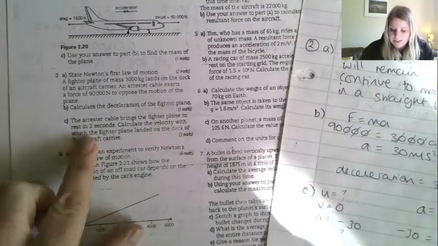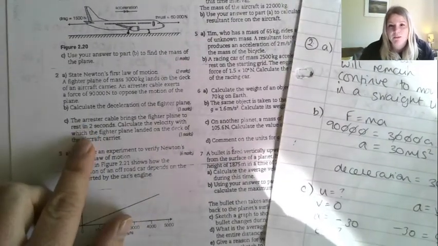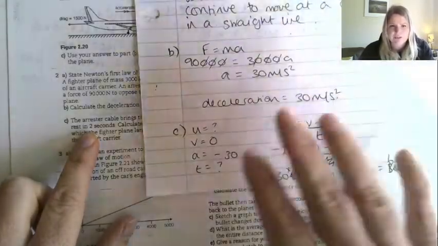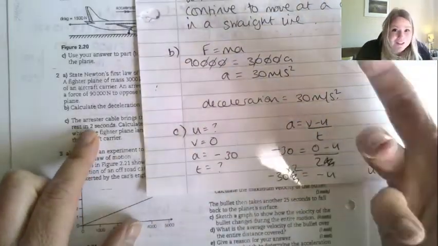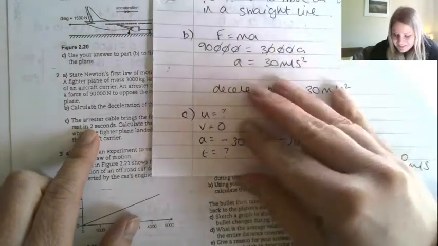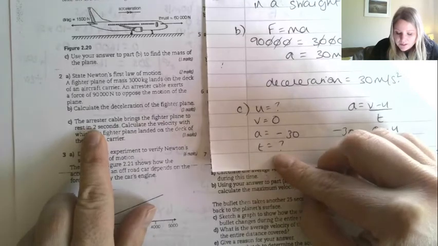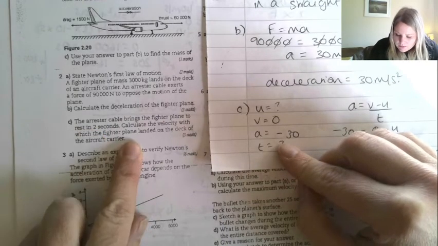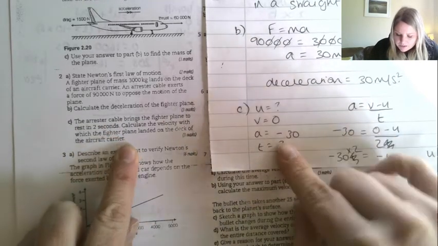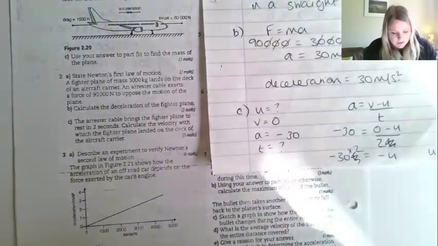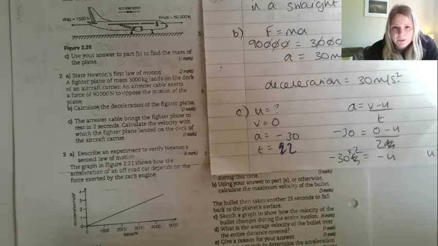C, the arrestor cable brings the fighter plane to rest in 2 seconds. So you can see here, it's very, well, I shouldn't be complaining, it's very sunny. Right. So let me get this all in. The arrestor cable brings the fighter plane to rest in 2 seconds. Calculate the velocity. Look, I've put my question mark there. Hold on a wee second. Sure, I'm in Egypt. Right, okay.